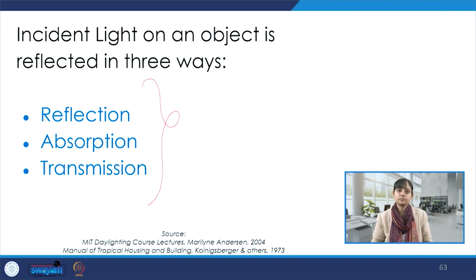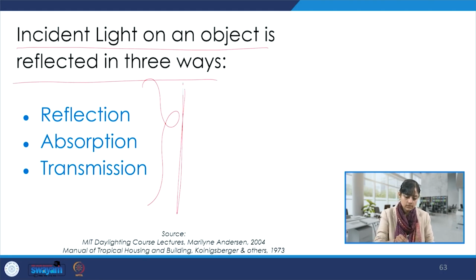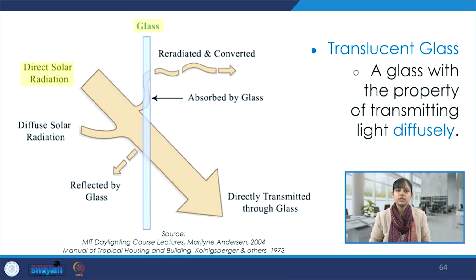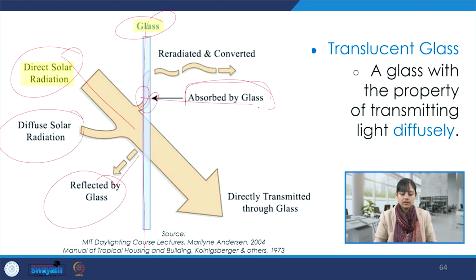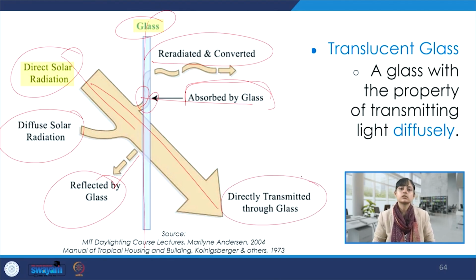our projects. So the incident light on an object is reflected in three ways, and these are the ways which we must have heard by now, or some of us probably haven't come across it, but yeah, these are some common concepts. So if I talk about glass, and here this direct solar radiation, some of it is reflected by glass, some diffuse solar radiation, some is absorbed by the glass. Then, there is a component which is re-radiated and converted into another form. And of course, some is directly transmitted through glass.